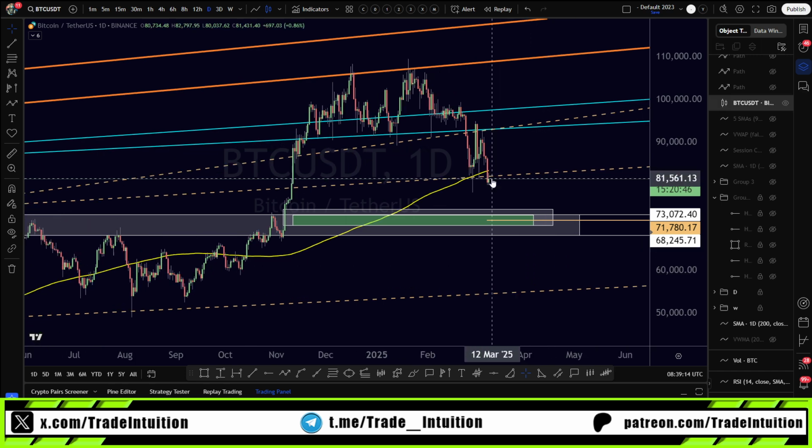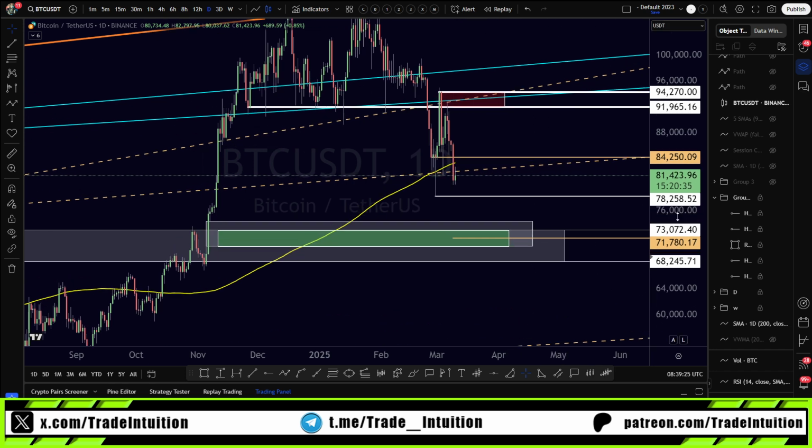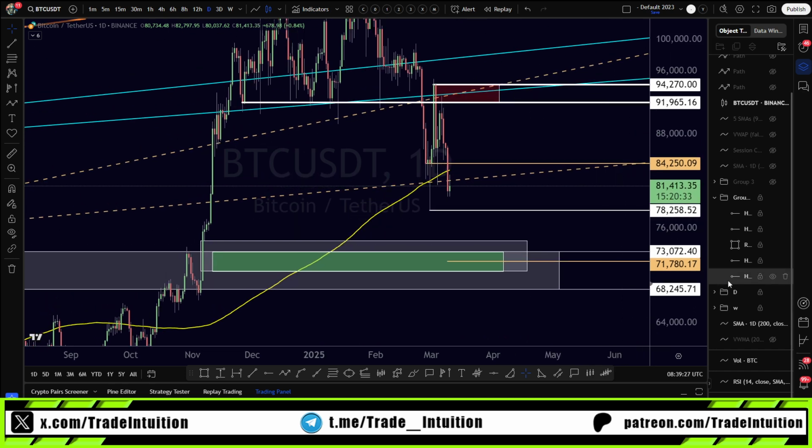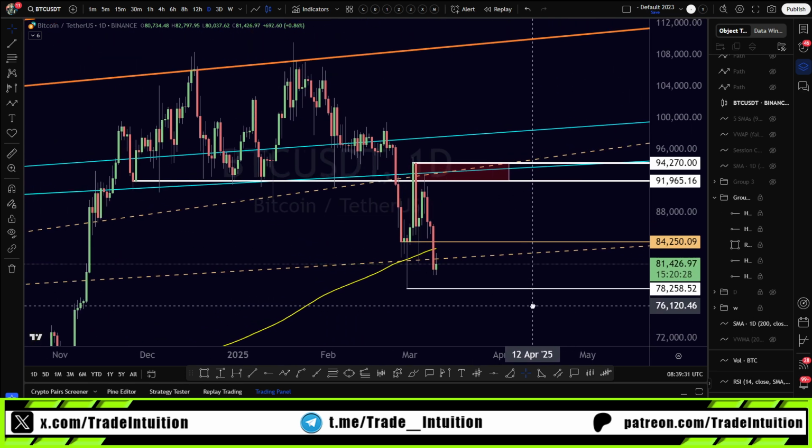Now, looking at this, if we do get rejected, we're looking for a possible bounce here. Let's go ahead and look at our other information that we have. These are key levels. Take note of these levels. So let's go ahead and take this one off so it's not so overwhelming.